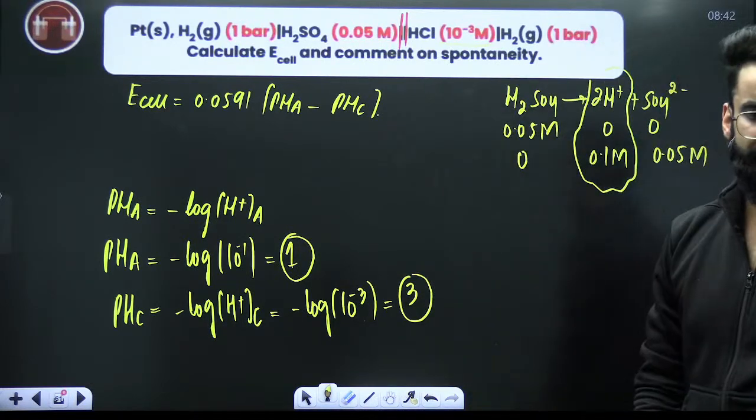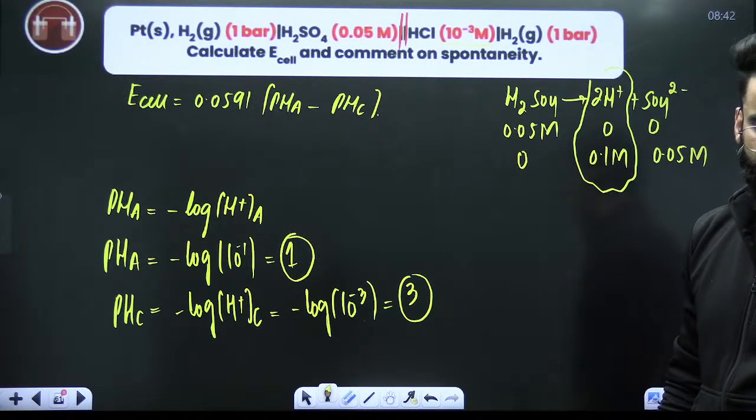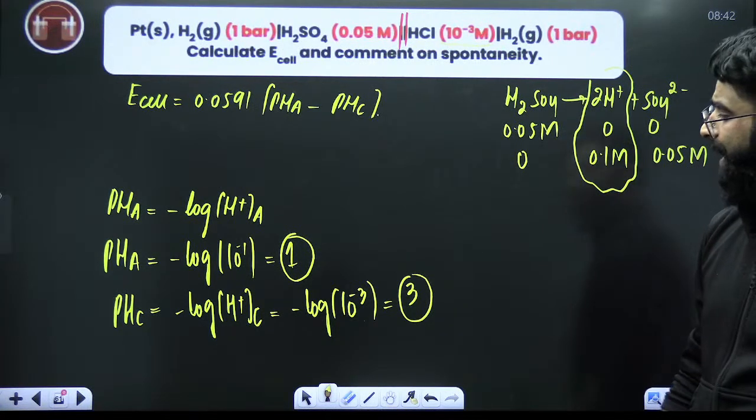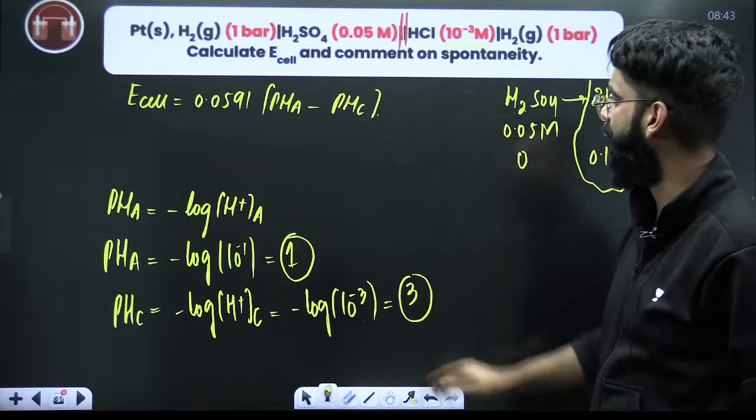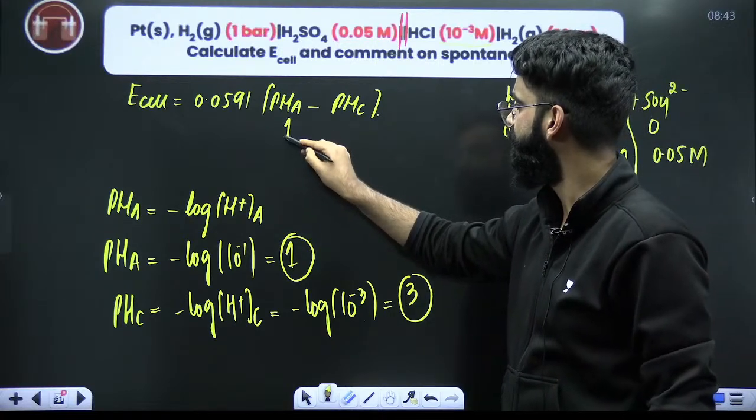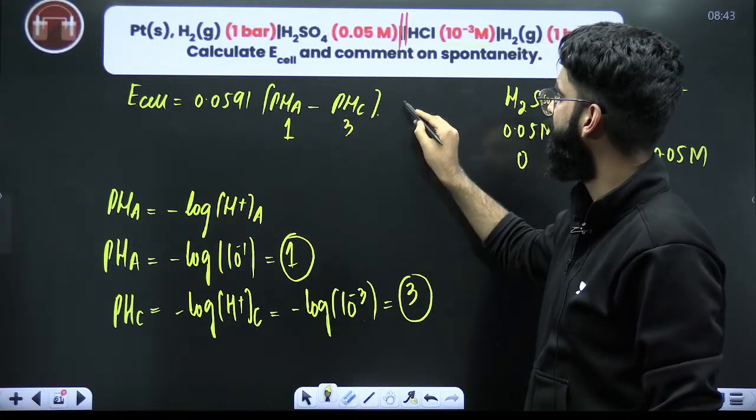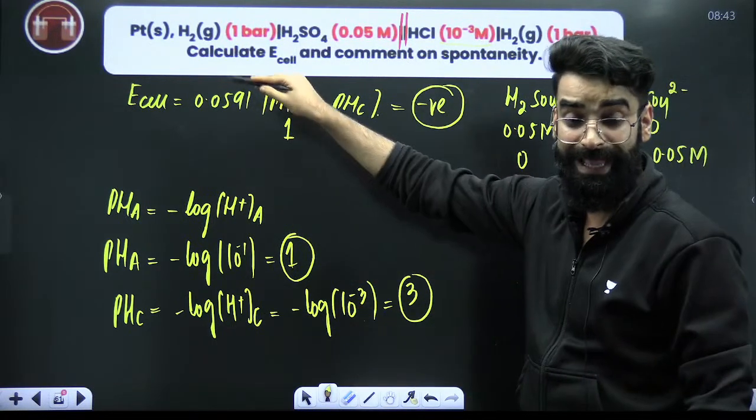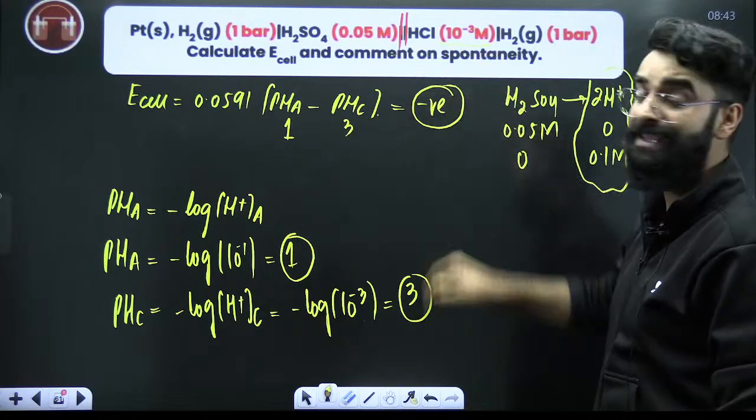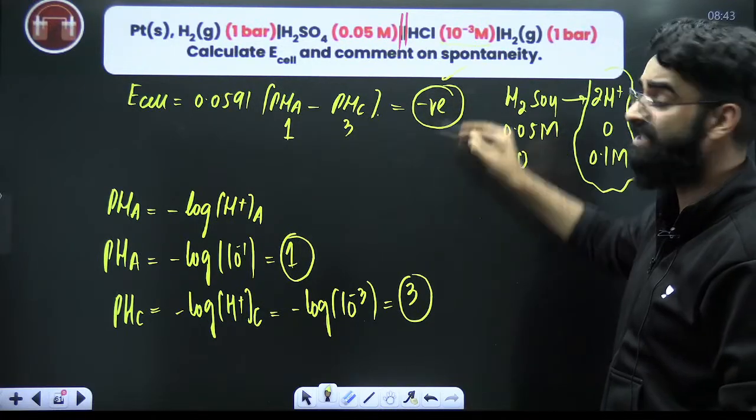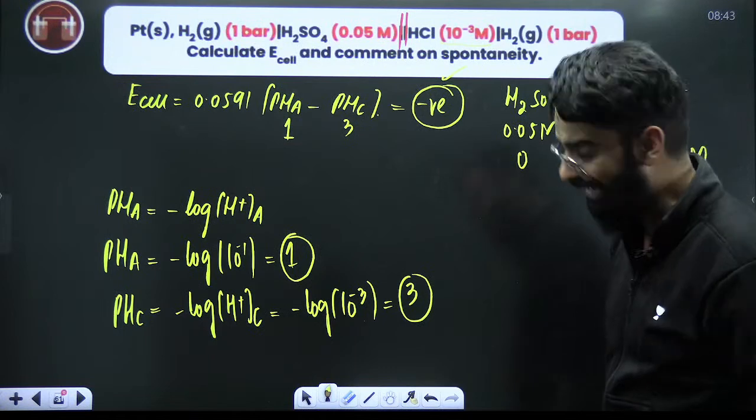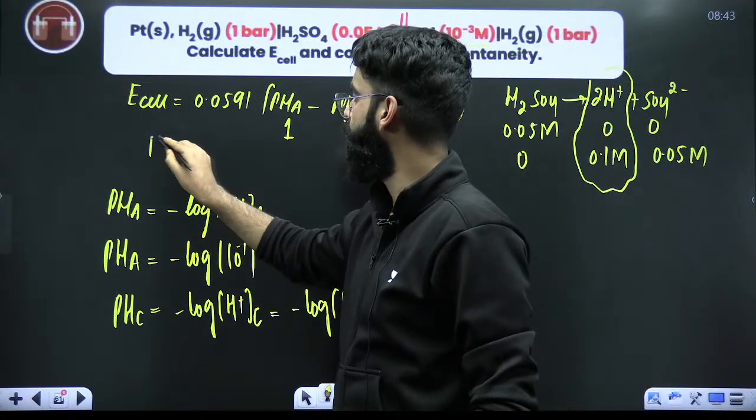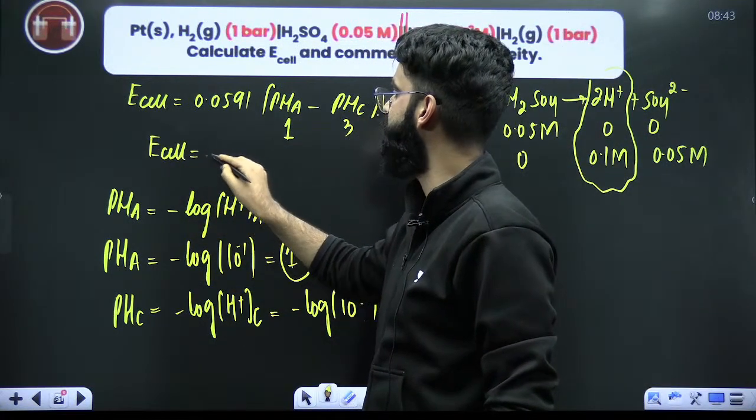So you calculated the pH of anode and the pH of cathode. This value is 1, this value is 3. So 1 minus 3, the value will overall be negative. So you calculated E cell, and you also got the sign of E cell, which is negative. And you know what happens when E cell is negative.